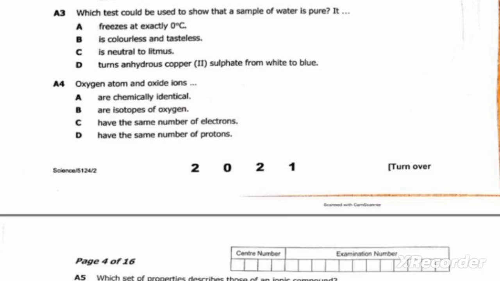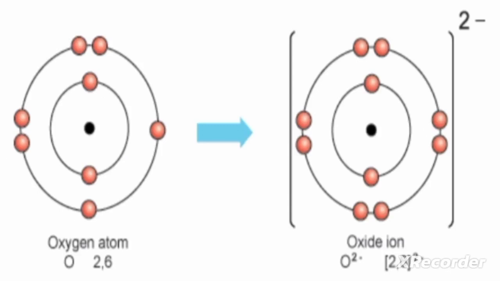But the number of protons will remain the same. Protons and neutrons are found in the nucleus. So the number of protons will not change. Therefore, we expect these to have the same number of protons. As we can see here, we have 6 electrons in the outermost shell, and then 8 electrons in the outermost shell.